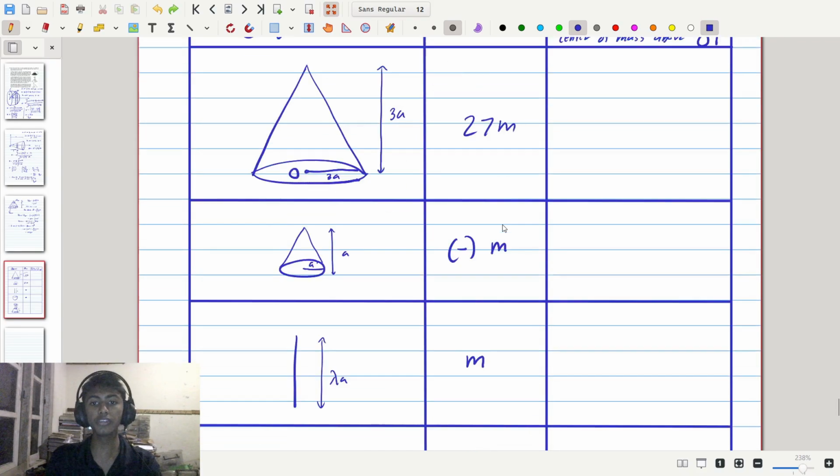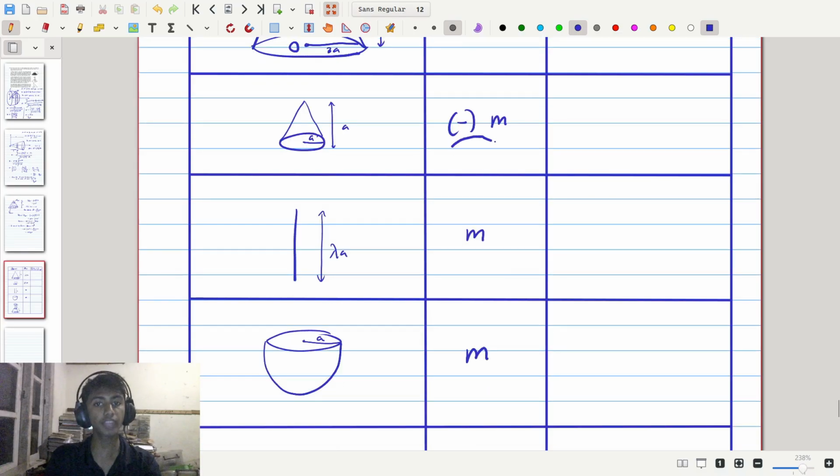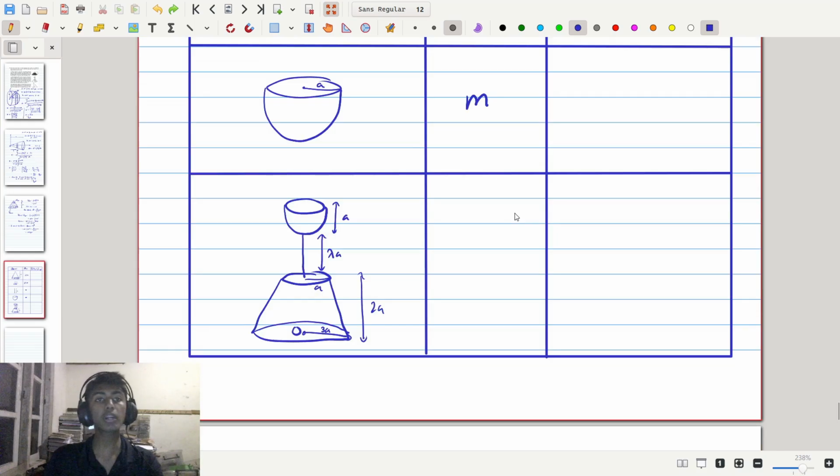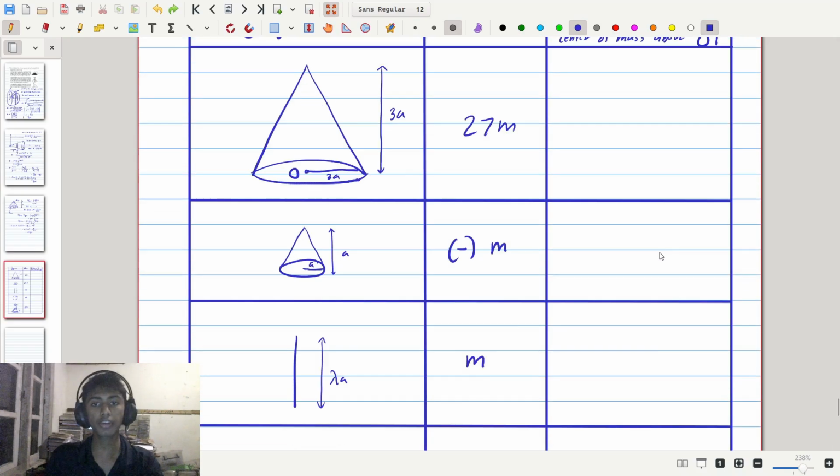Adding them together, we have 27m plus m minus m, which is going to give us 28m in total. So therefore, the total composite object here must have a mass of 28m: 26m coming from the frustum, one m coming from the stick here, and one final m coming from the cup, the little hemisphere thing at the top. So now we have all of the masses written down.